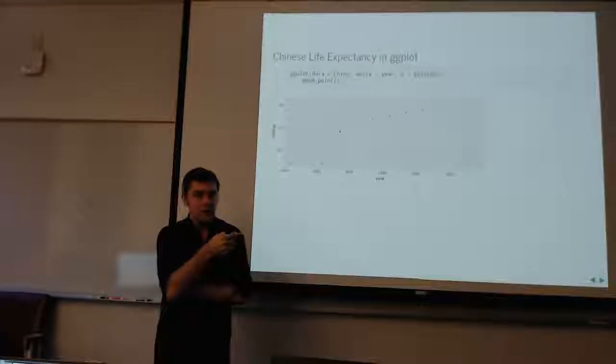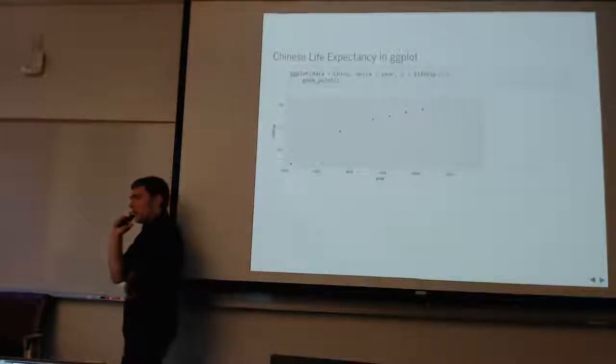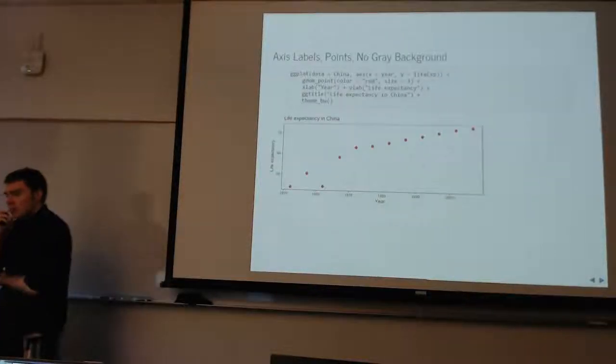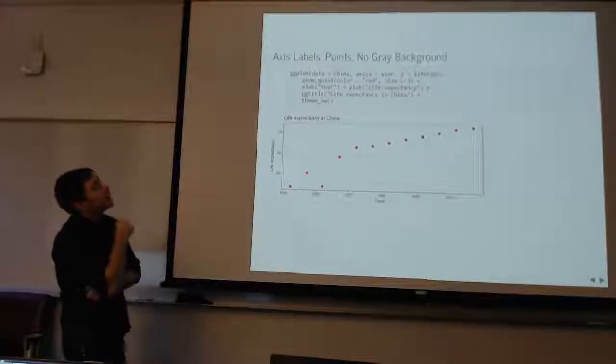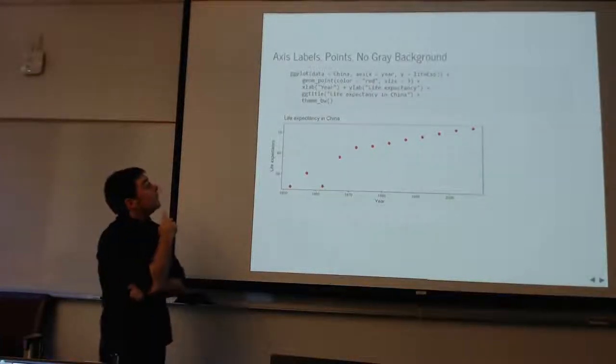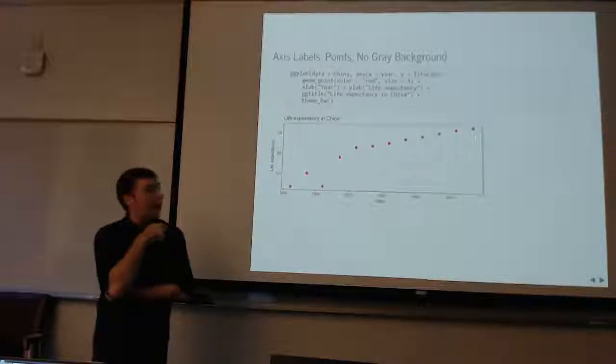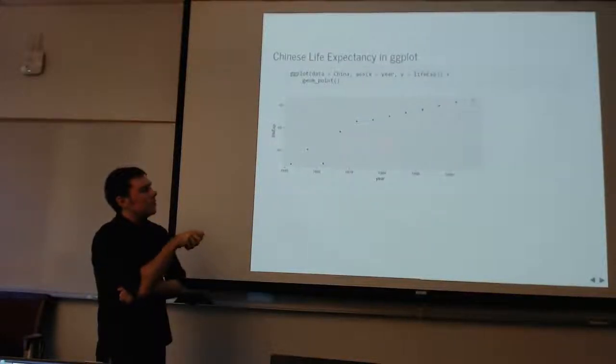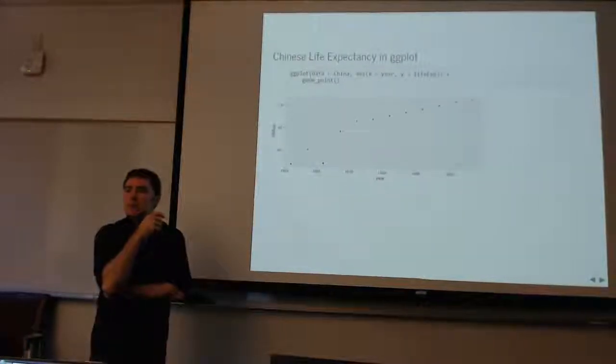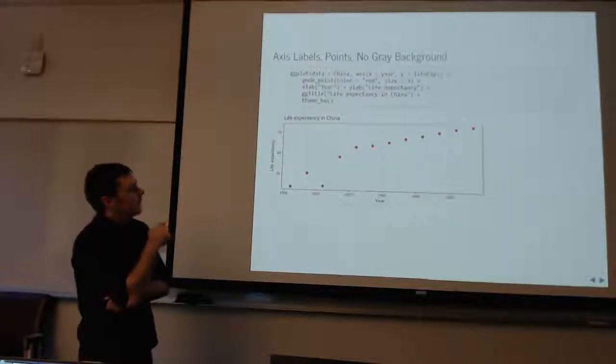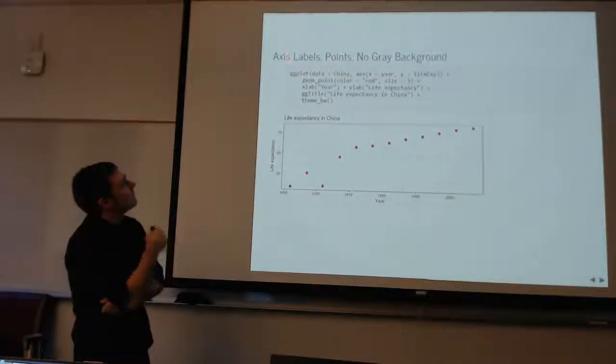Okay? So, I'm going to talk some more about this. Quite a bit, actually. So, maybe we want to add axis labels, play with the points, and get rid of that gray background. By default, there's a gray background in GGplots. I think that's stupid. I think you should get rid of that. It's a waste of ink. But anyway, so we want to get rid of that.